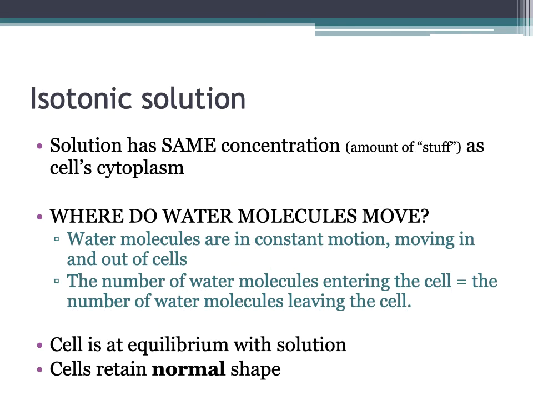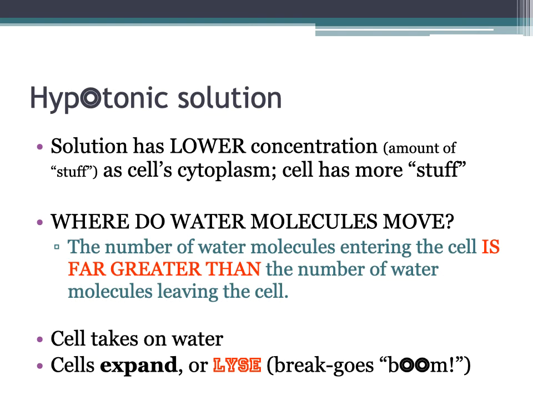There are 3 types of solution. Isotonic. This is a solution that has the same concentration of the amount of stuff. Where do the water molecules move? Iso meaning same. So water molecules do not move one side or another. We'll have more about this later in the next unit, and it'll make more sense, at least it does to me, when I teach you about something called psi.